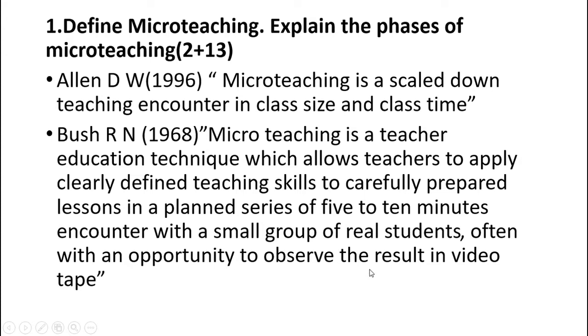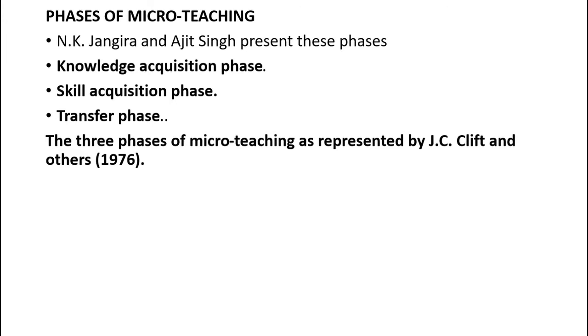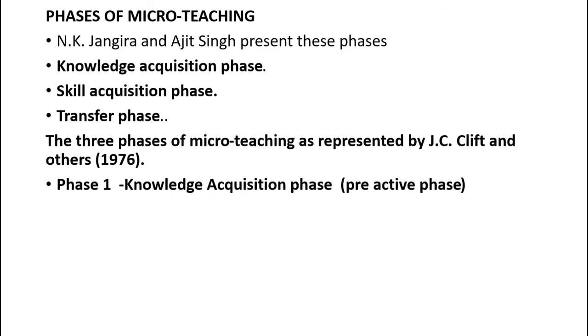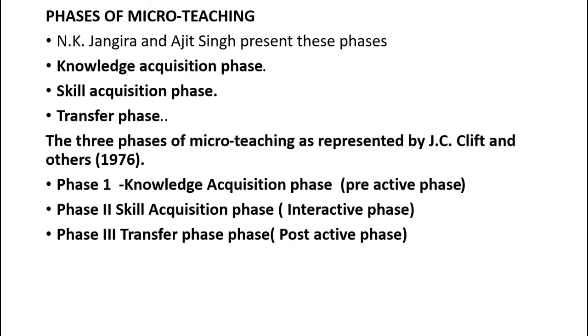So the phases of micro teaching are presented by N.K. Jangira and Ajit Singh. First one is the knowledge acquisition phase, then the skill acquisition phase and the transfer phase. And these three phases of micro teaching were represented by J.C. Clift and others in 1996 as phase one, the knowledge acquisition phase, or we can call it the pre-active phase. Second is the skill acquisition phase, that means the interactive phase, and the transfer phase, which is now called the post-active phase. We will see the phases one by one.